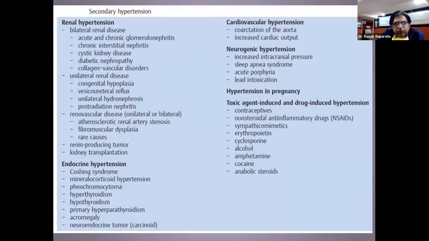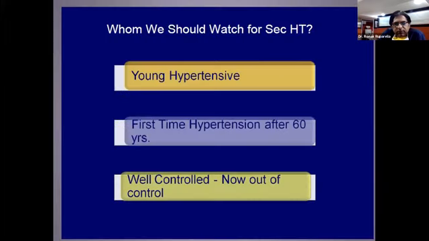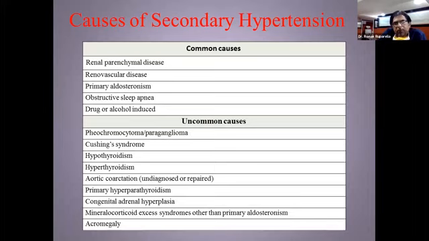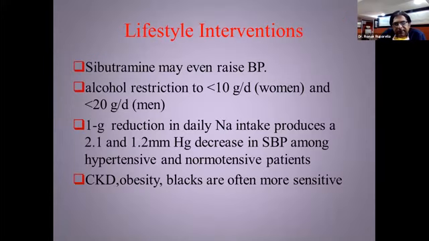Secondary hypertension should be ruled out. There is a long list of causes which can cause secondary hypertension, but we should suspect it in young hypertensive patients, first-time hypertension after 60 years, or when a patient was well controlled or controlled with 2 or 3 drugs, but now it is out of control. The most common causes of secondary hypertension are renal parenchymal disease, renovascular disease, primary aldosteronism, obstructive sleep apnea, and drugs or alcohol.